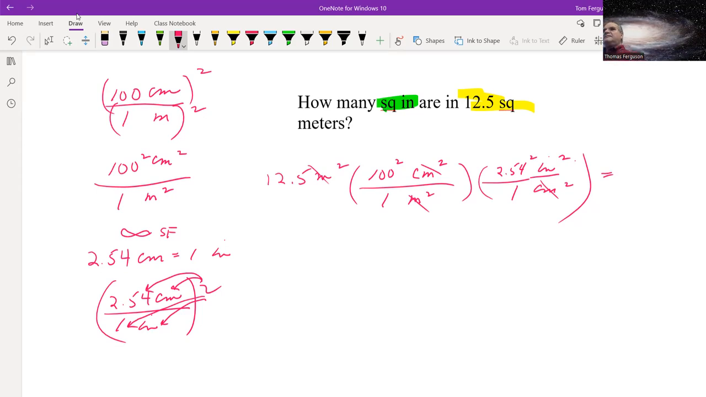Our givens cancel. We have our conversions from meters to centimeters squared, and from centimeters squared to square inches. Now to work this problem, we're not going to square the 12.5, because that's given, it's already been manipulated. So we're going to leave it as 12.5, so it's 12.5 times, and you can do this a couple of different ways.